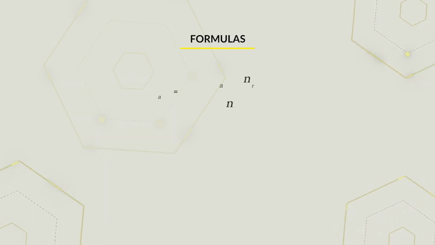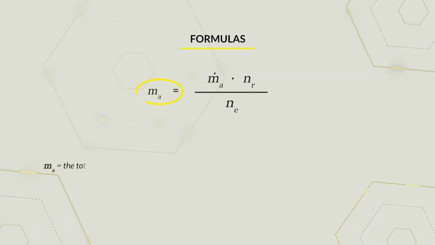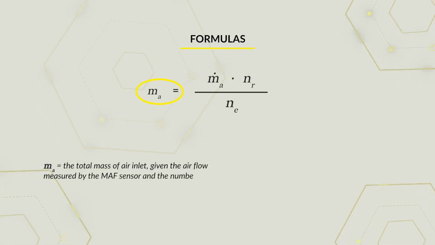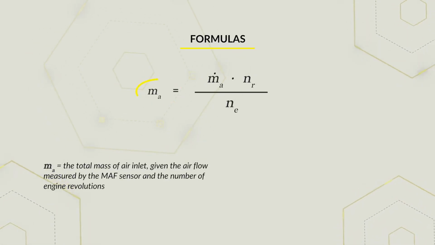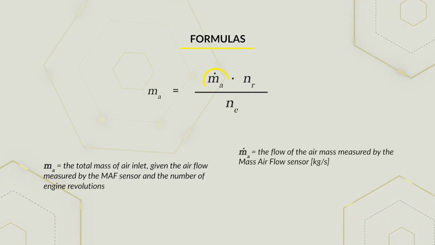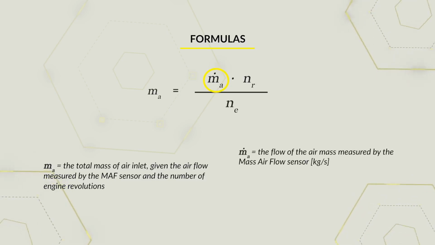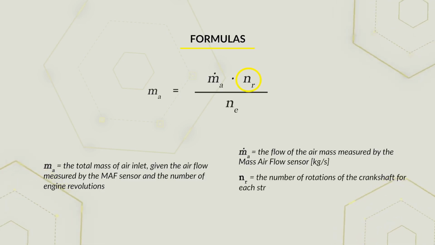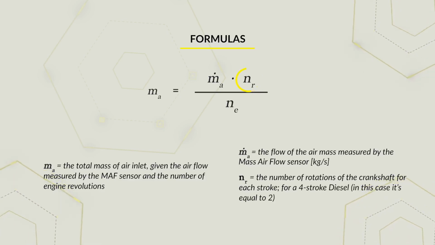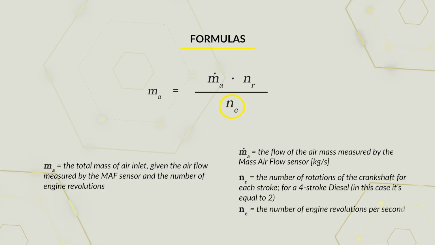Precisely for this reason, two other formulas are useful. With the first, we obtain the total mass of air inlet, given the air flow measured by the MAF sensor and the number of engine revolutions. Let's explain the components of this formula. We have the flow of the air mass measured by the mass airflow sensor and expressed in kilograms per second. The number of rotations of the crankshaft for each stroke, for a 4-stroke diesel. In this case, it's equal to 2. And the number of engine revolutions per second.